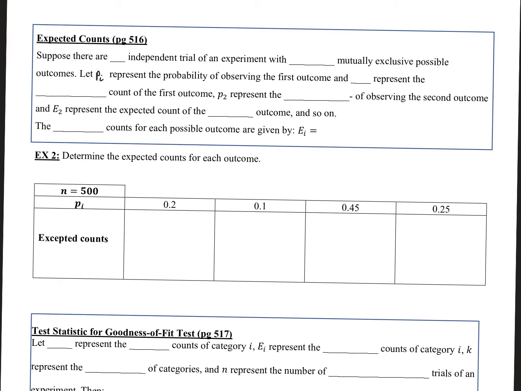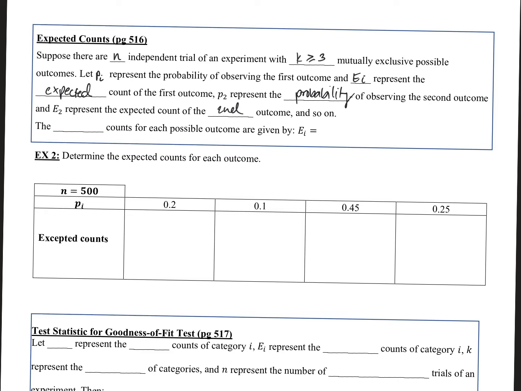Alright, so looking at expected counts. Suppose there are n independent trials of an experiment with k greater than or equal to 3 mutually exclusive possible outcomes. Let p sub 1 represent the probability of observing the first outcome, and e sub 1 represent the expected count of the first outcome. p sub 2 represents the probability of observing the second outcome, and e sub 2 represents the expected count of the second outcome, and so on. So that's just how you're listing out the values.